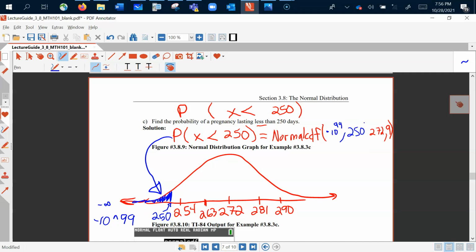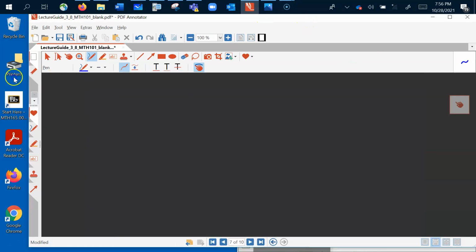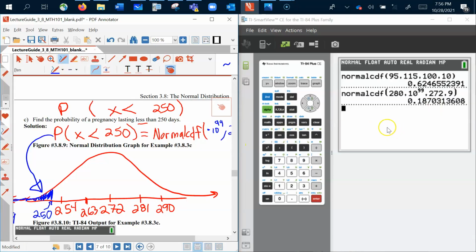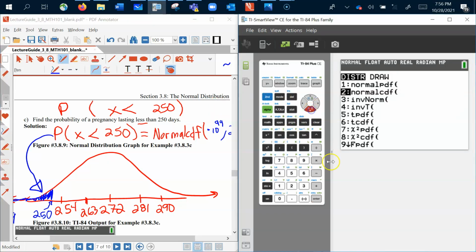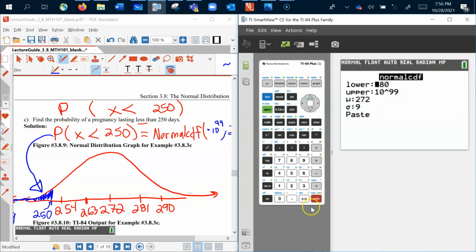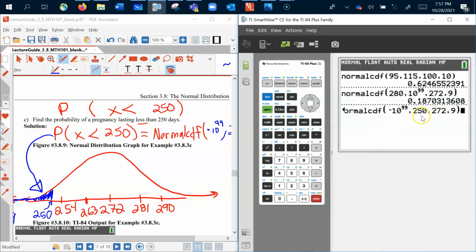All right, so let's go ahead and enter this into the calculator. So bring this over to the left. And here, I'm going to go to second, the VARS key, normal CDF. And so the lower value is going to be negative 10 to the power of 99. Okay, so the upper value is 250. The mean stays the same, 272. The population standard deviation stays the same at 9. So that's what it looks like in the calculator.